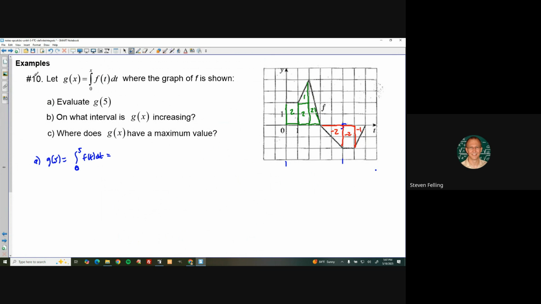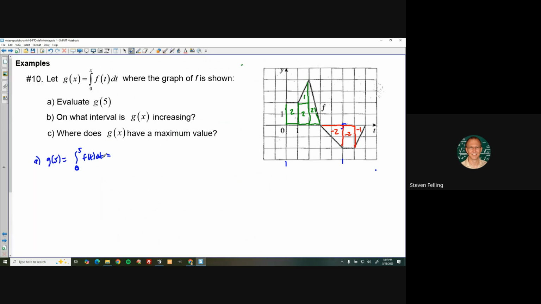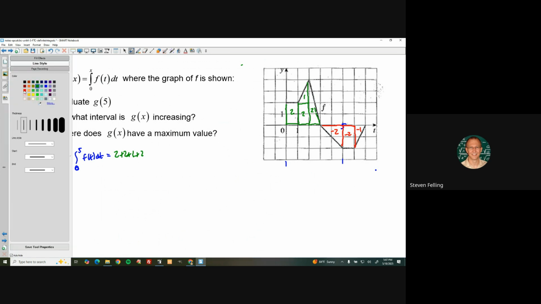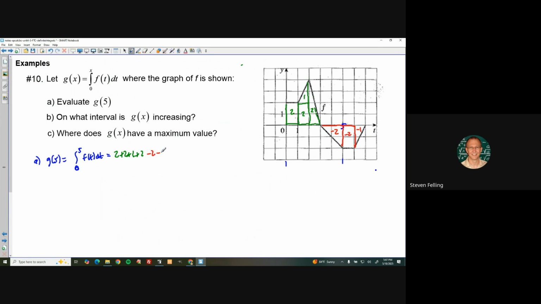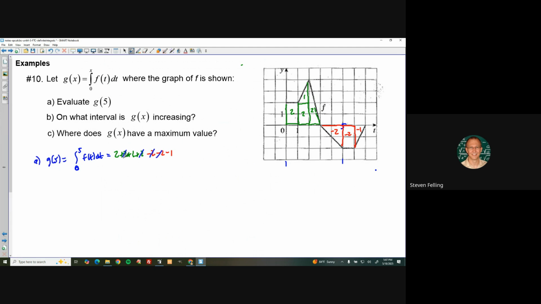So what I'm going to do to evaluate this area is I'm going to evaluate this definite integral by filling the shape with geometry shapes. It's 2 plus 2 plus 1 plus 2. And then there's -2, -2, -1. So let's see, these 2's cancel, these 2's cancel, these 1's cancel, and it ends up being 2. So g of 5 is equal to 2.